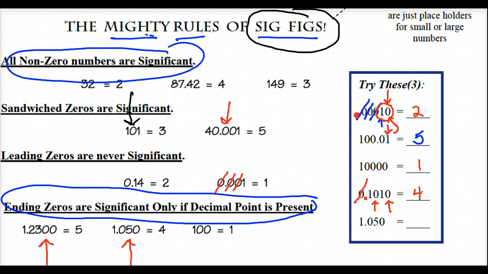All right, next one. Pause me. And you should have tried this one. Well, I know that this zero counts because it's sandwiched. I know that non-zero numbers always count, and I know that this zero counts because it's at the end and there's a decimal point. So again, the whole point of this is to figure out which zeros do count, which were measured and which were placeholders. All of these zeros were placeholders, so there's 4 significant figures. If you want to go through the rules, all non-zero numbers are significant. This zero is sandwiched, and this ending zero counts because a decimal point is present.